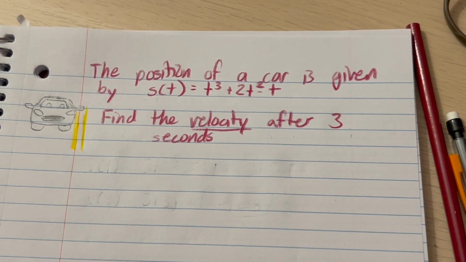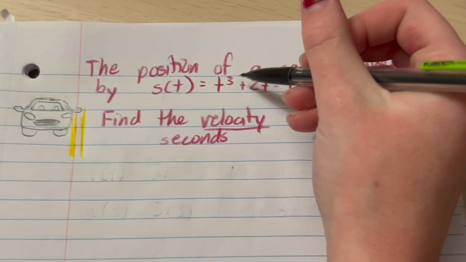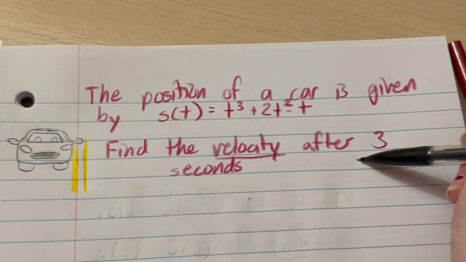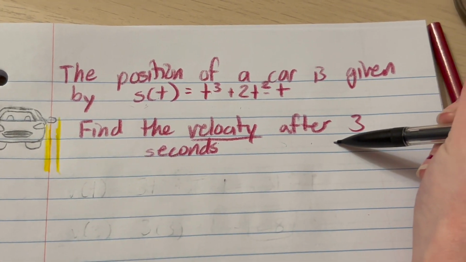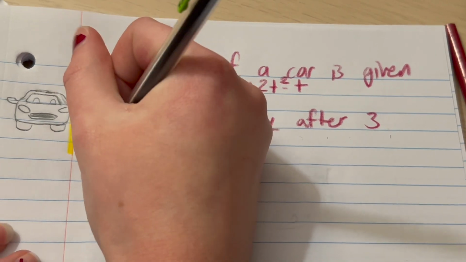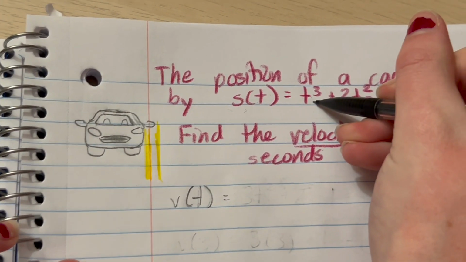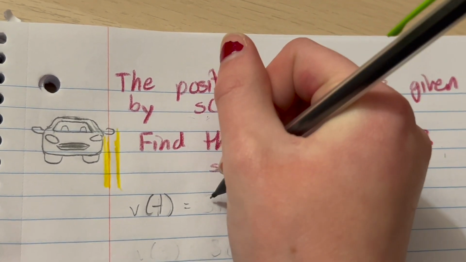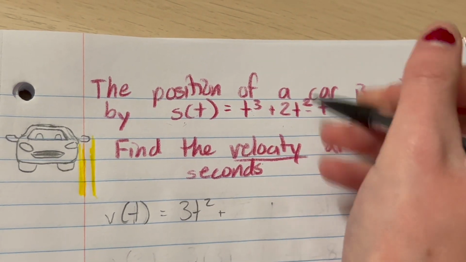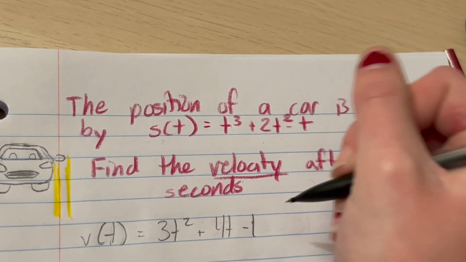So now let's try a real-world problem. The position of a car is given by s of t equals t to the third plus 2t squared minus t. Find the velocity after 3 seconds. So the velocity is just the derivative of the position equation. So v of t is just going to equal, well, what's the derivative of this? That's going to be 3t squared plus the derivative of this, that's just going to be 4t minus 1.